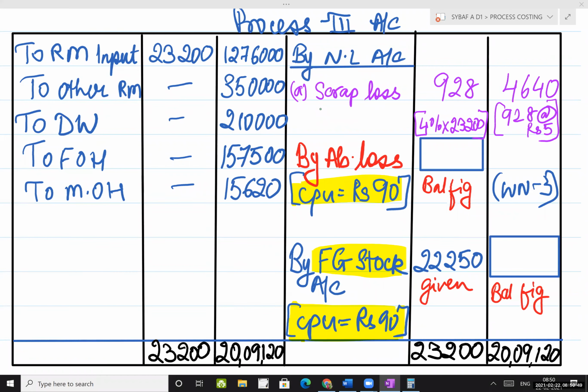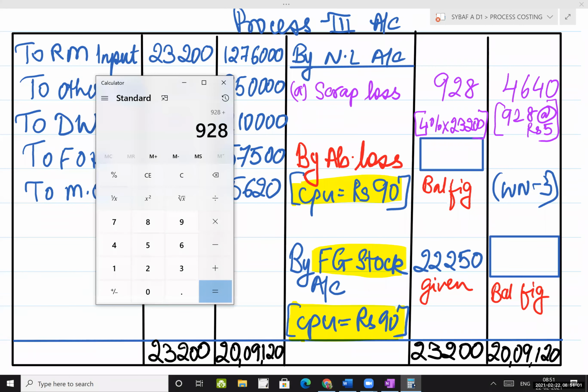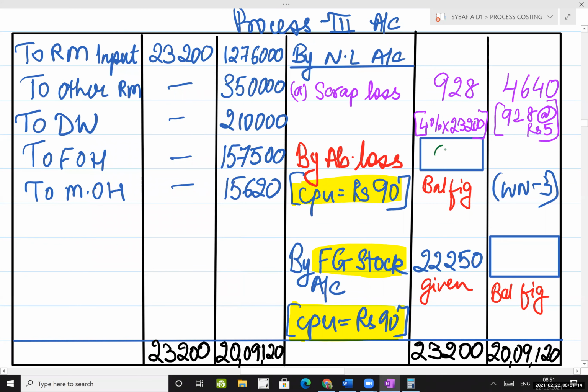Okay, 22,250. Same logic. How much is the debit side? 23,200. How much is the credit side? 928 plus 22,250, so 23,178. The credit side is less, minus 23,200. Okay, close the quantity column first. So how much came? 22. So this 22 is my abnormal loss.